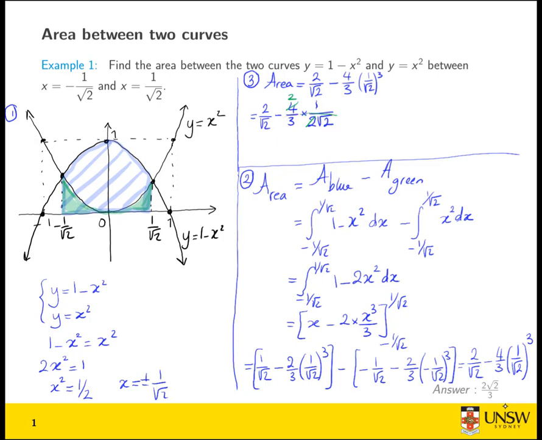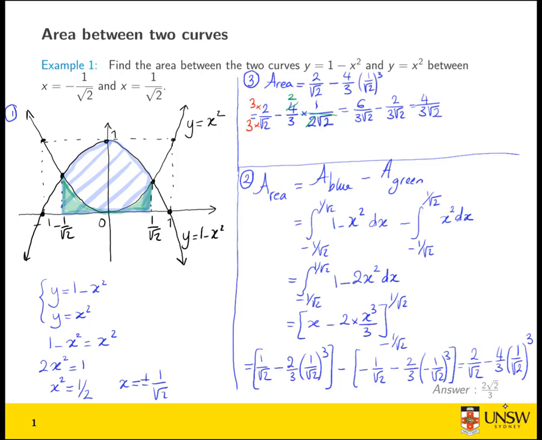So what I'm going to do is multiply the top and the bottom of that one by 3. So my denominators are now equal. So what I get is 6 on 3 square root of 2 minus 2 on 3 square root of 2, and that's 4 on 3 square root of 2.